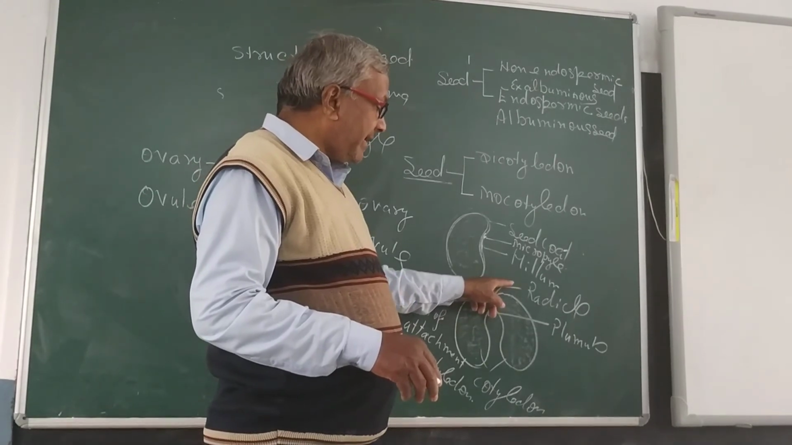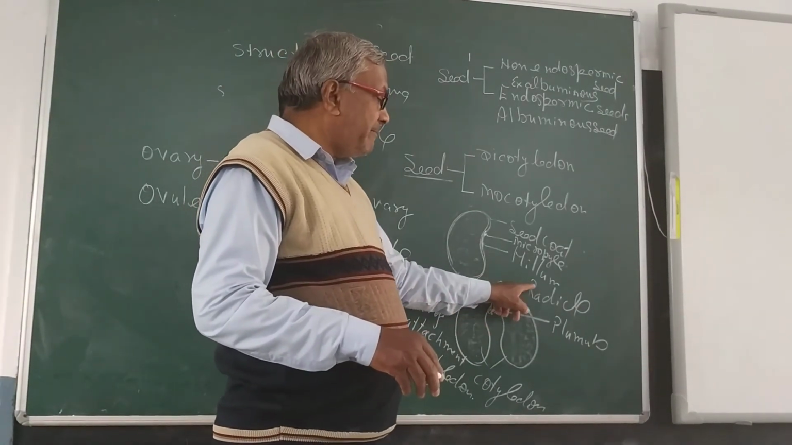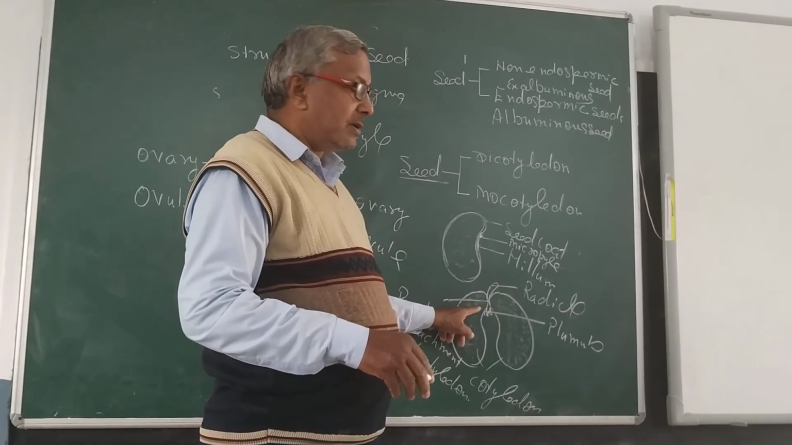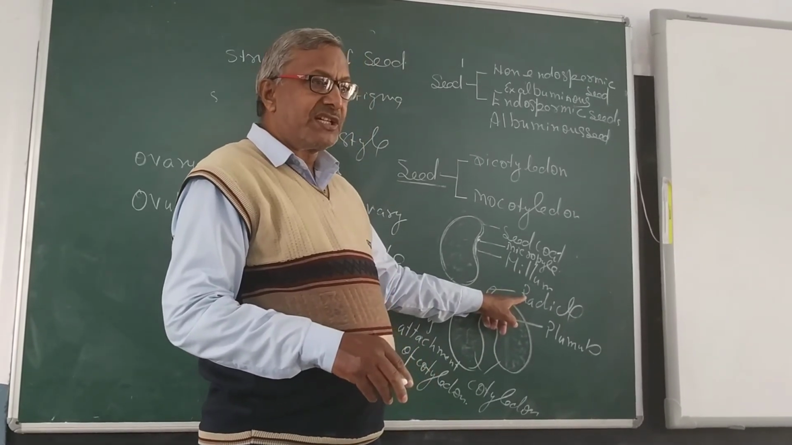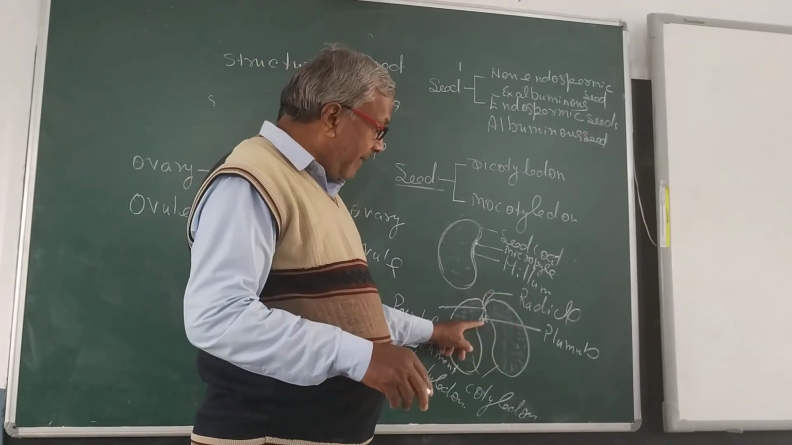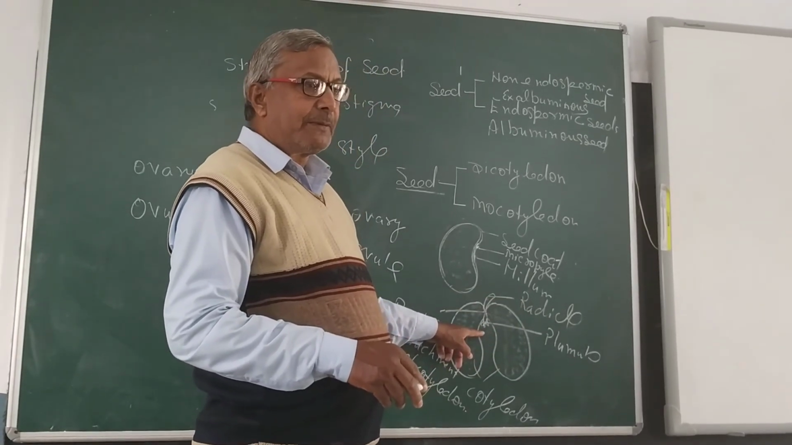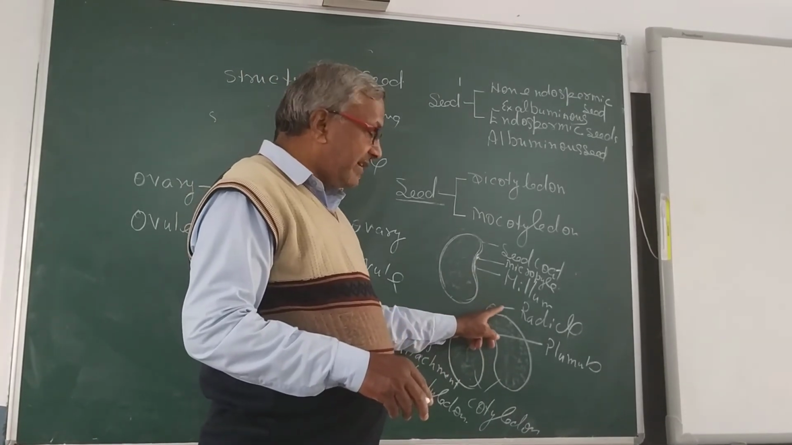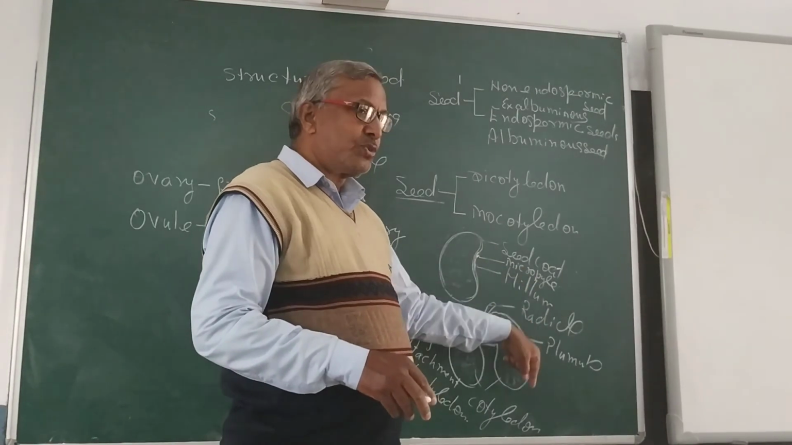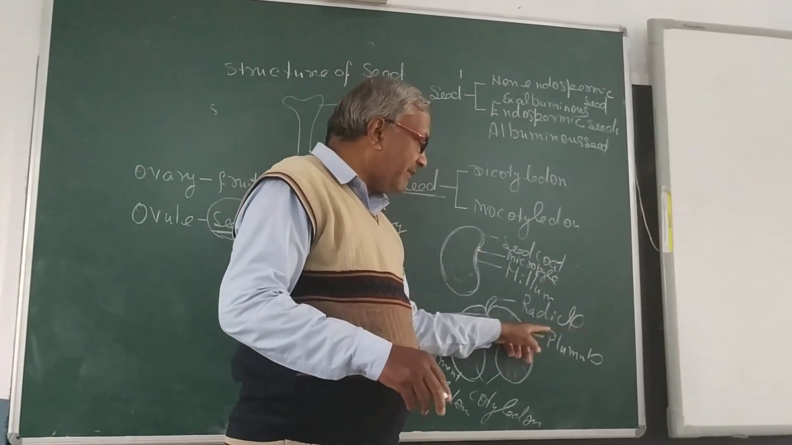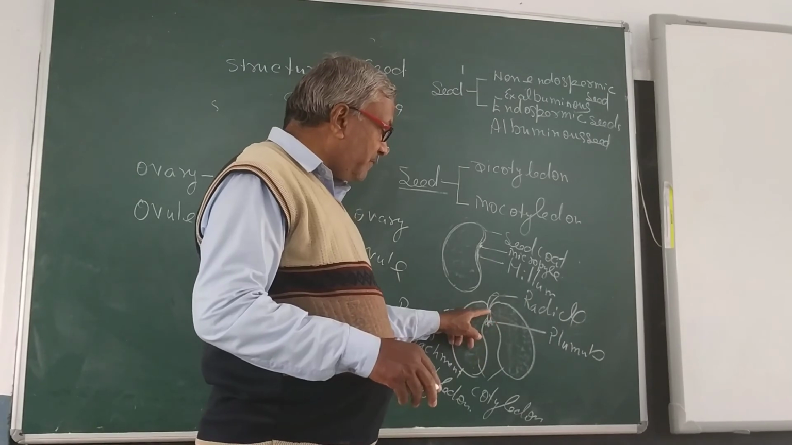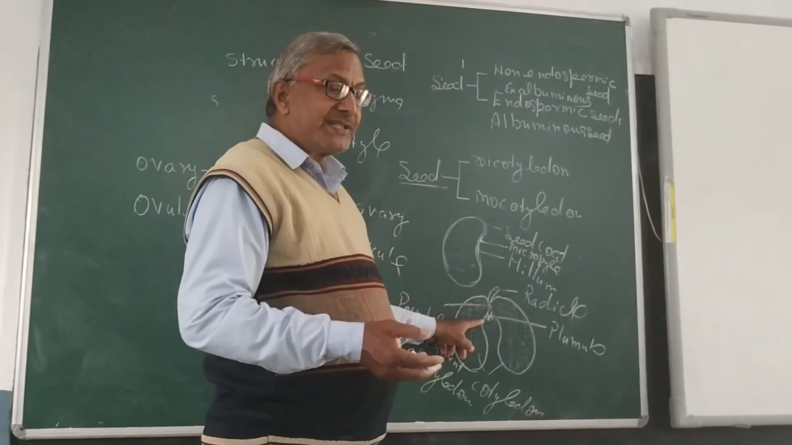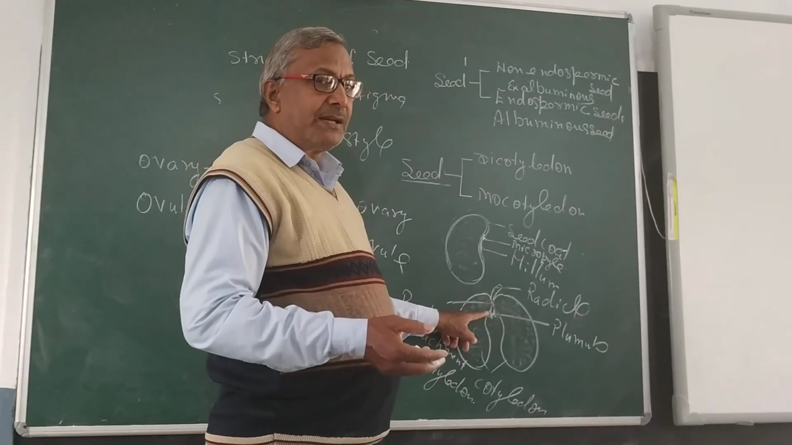Embryo consists of radicle and plumule. Radicle is the embryonic root and plumule is the embryonic shoot. From the radicle, root system of the plant will develop, and from the plumule, shoot system of the plant develops. When seed will germinate, then radicle will come out. It will go under the soil. Root system of the plant will develop from this. This plumule will come above the soil, and from this the shoot system, that is the aerial part of the plant, develops.